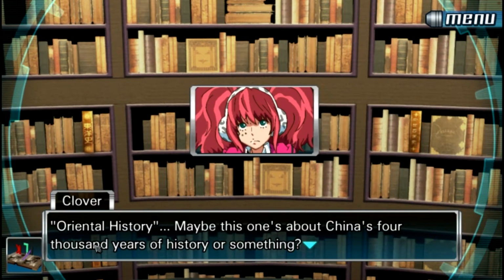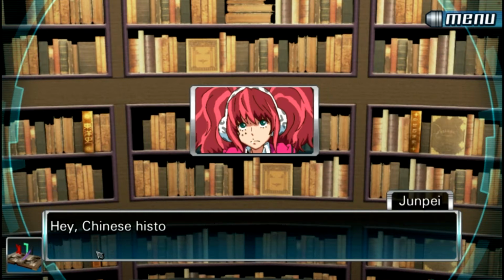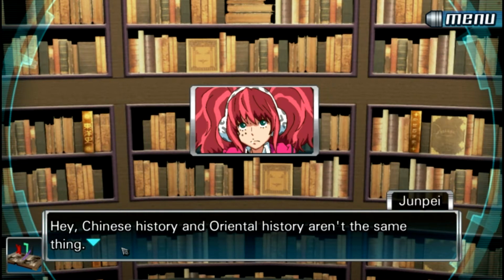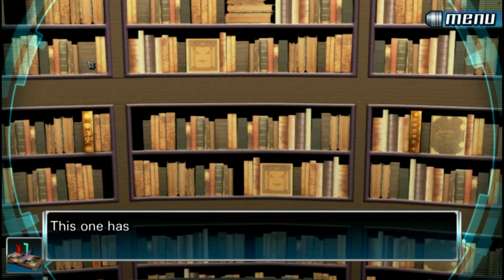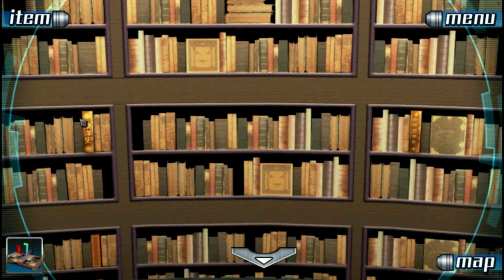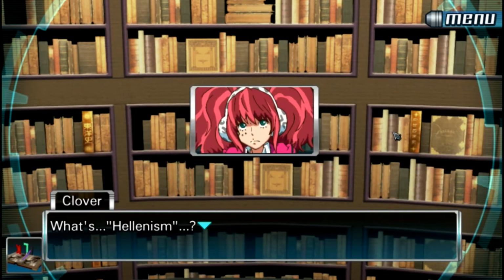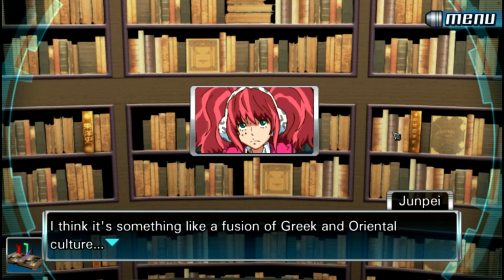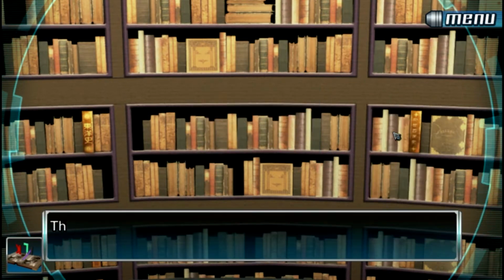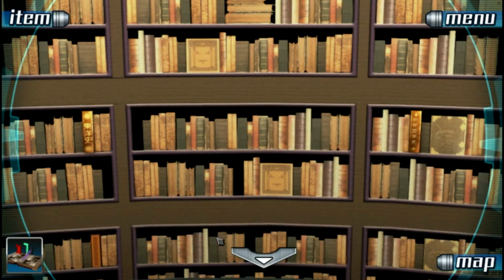Oriental history. Maybe this one's about China's 4,000 years of history or something? Hey, Chinese history and Oriental history aren't the same thing. This one has books about religion, okay. What's Hellenism? I think it's something like a fusion of Greek and Oriental culture. Well, that's a new one for me. Okay, well, have we checked, like, everything?